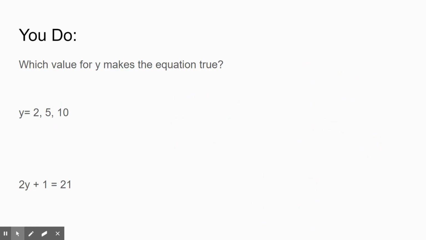So next up is a you-do. Same idea. This time our variable is y. Which value for y makes the equation true? You've got the options of 2, 5, and 10. Your equation down there is 2y plus 1 is equal to 21. Think about what it could be. Ready? Go.